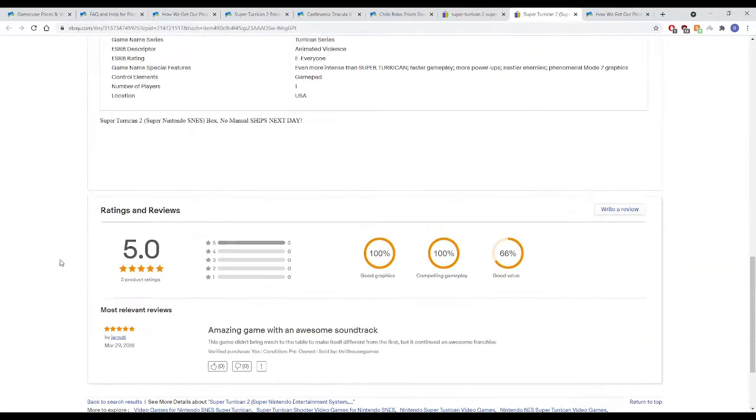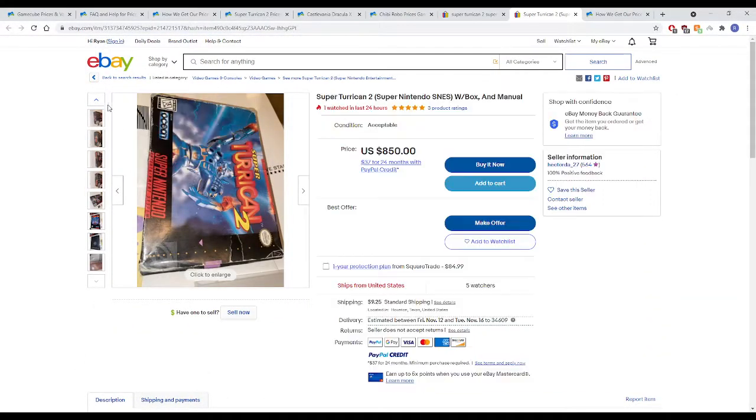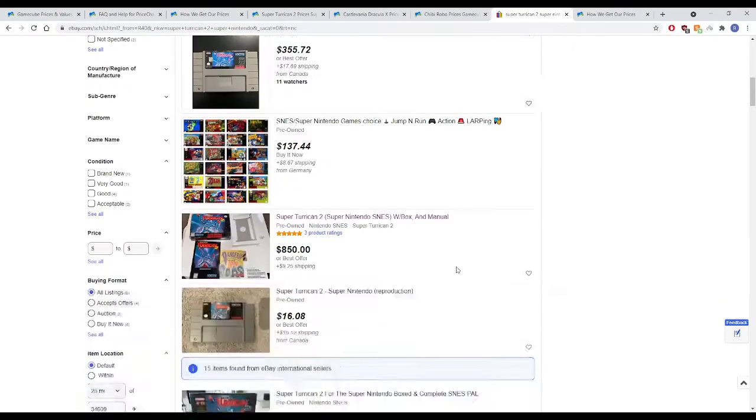And if we scroll down to the comments, box, no manual. Okay, well this is a very strange listing. It looks like you're just getting a, I'm not sure, but anyway.